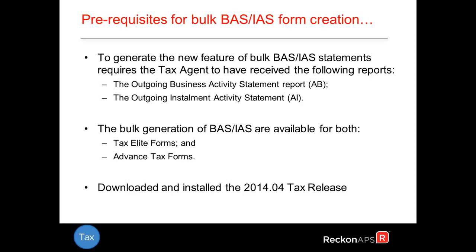The bulk generation of BAS and IAS is available for both Tax Elite forms and Advanced Tax forms. So whether you're an Elite user or an Advanced Tax user, you can make use of the bulk generation process for either of those two applications. What's important if you're creating your activity statements in bulk is that you must be running tax release version 2014.04 or higher. So that is definitely a requirement.